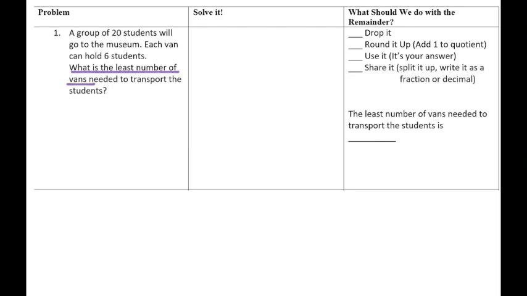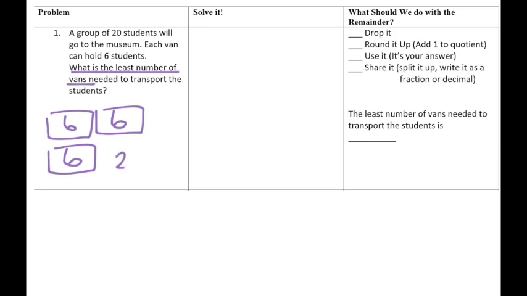Okay, so if I just thought about it, this is going to be my van. The first van is going to have 6 students. The second van is going to have 6 students, that's a total of 12. Third van is going to have 6 students, that's 18. And then there's going to be 2 more kids that need to go, right? 2 more students.